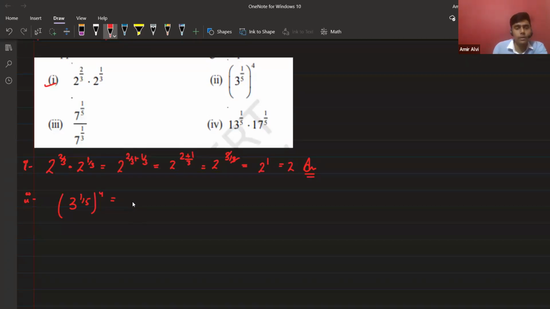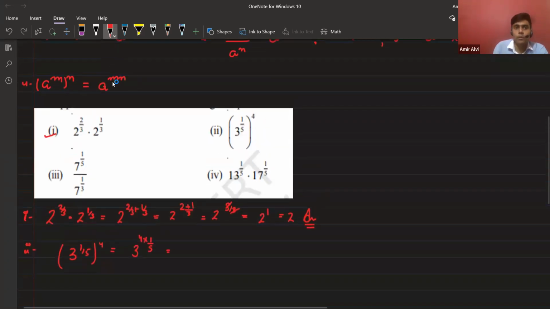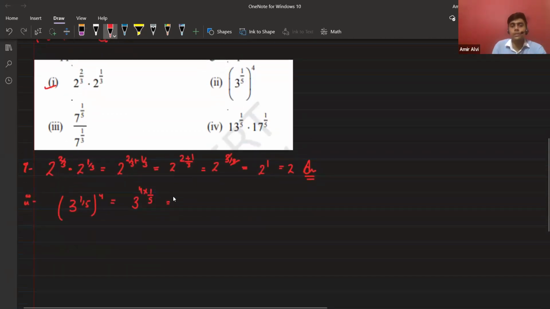We'll take 3, and 4 into 1 by 5, multiplied. Yes or no, Simran? These powers will get multiplied. Let me write this as m into n so that you don't get confused. Okay, Simran? So your power will be 3 to the power 4 by 5. Got it?